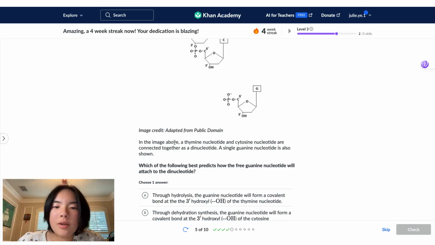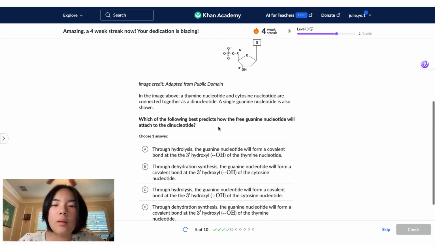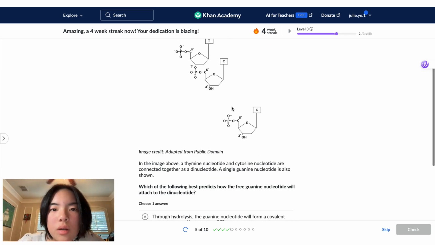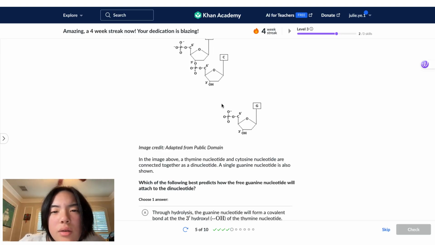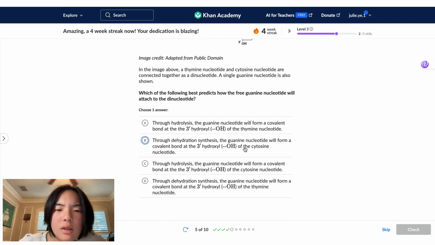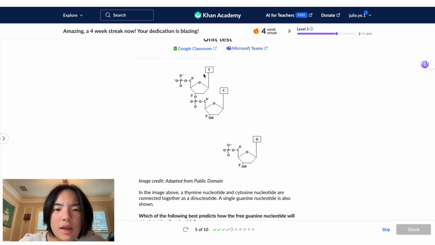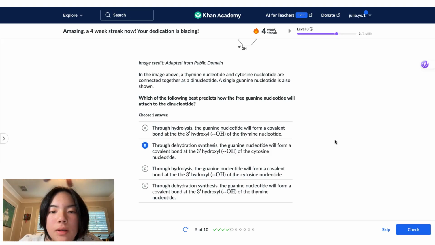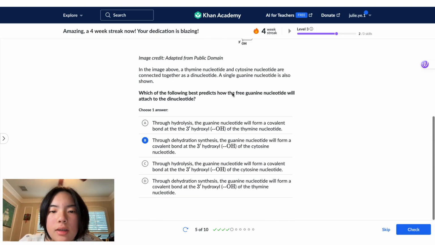In the image above, a cytosine nucleotide and a single nucleotide are connected together as a dinucleotide. A single guanine nucleotide is also shown. Which of the following best predicts how the free guanine nucleotide will attach to the dinucleotide? Let's see, it's C to the carbon, C to the carbon, C to the carbon. It looks like there's going to be some sort of dehydration synthesis because you see there's less hydrogens when they're bonded together. So it will be this one because it's at the cytosine nucleotide.